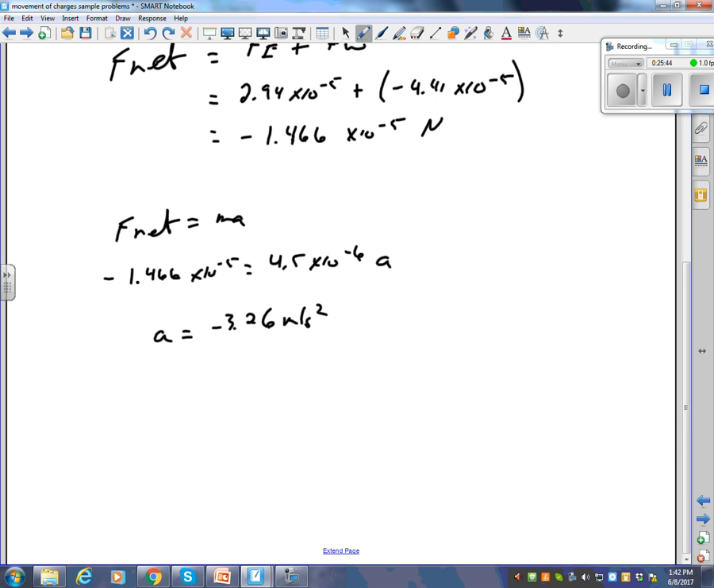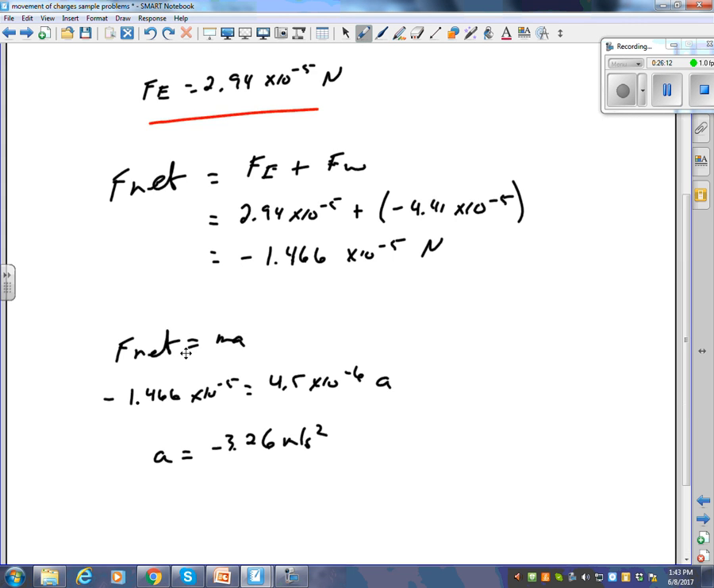Is that a reasonable ballpark answer? What did I say about 10 minutes ago? If it's accelerating down, it's going to have to be negative, that's true. But it also has to be a number that is, what's the biggest value it can be going down? 9.8. So if it's going down, is this ballpark right? Yep. Yeah, absolutely. 3.26 meters per second squared. So that's our net force, or our net acceleration, I mean.